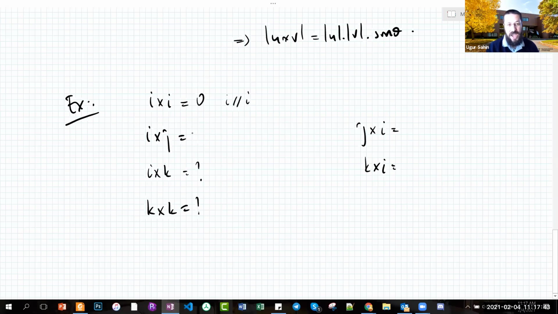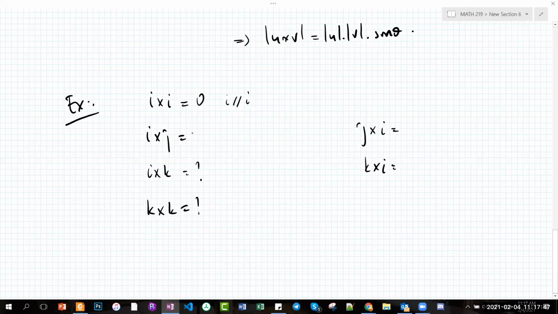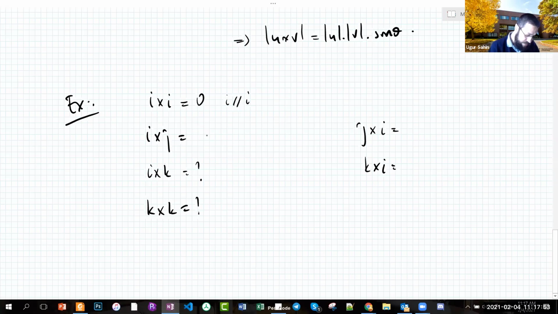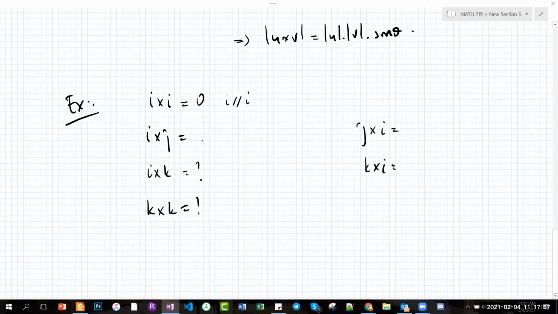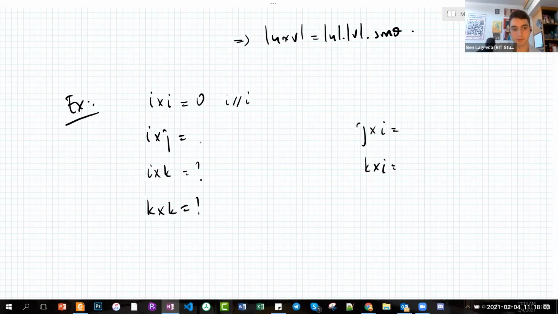What about I times J? It's K. Why? Let's take a look at it. Because by definition, I and J are both perpendicular to K. Yes, exactly.